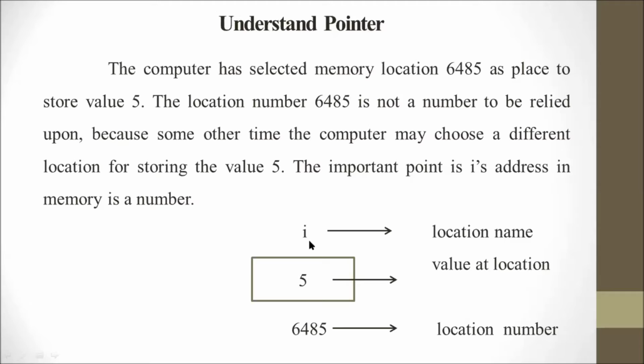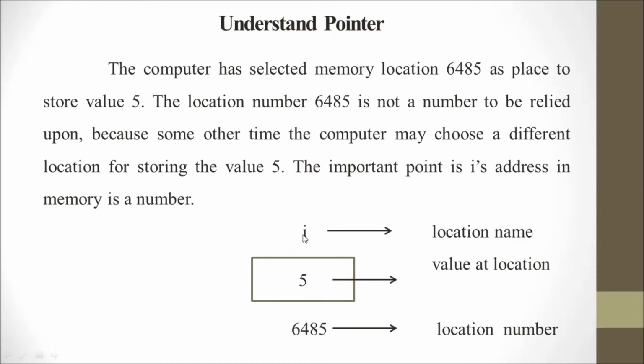So we assign 5 value to I variable. This is the I variable, the location name, and 5 is the value. So this 5 value is assigned to I variable, and I has a particular address. For example, a person lives in a house. Suppose a person is I, and the person lives in a house. This is the location, and that house number means the address of the house. So this is the 6485, the address of the house.